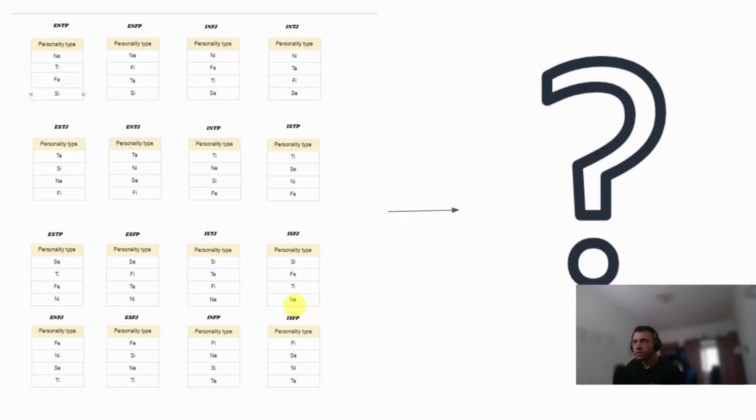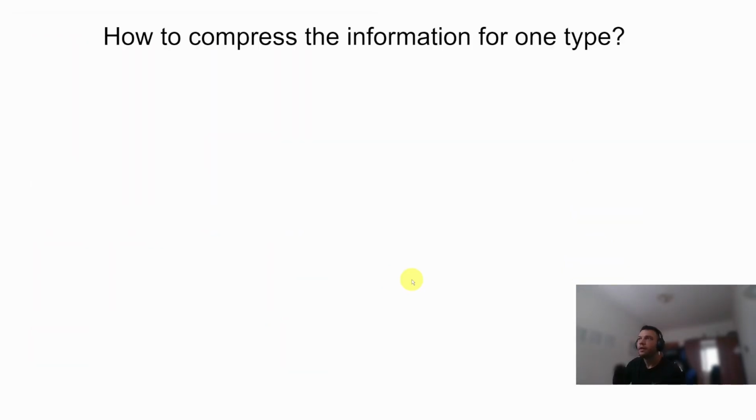Okay, so the first question is, here are all the 16 personality types represented by their cognitive function stack. You see it's a lot of information here. So how do we compress this information so we can fit it in one table? And this is what we're going to tackle in this slide.